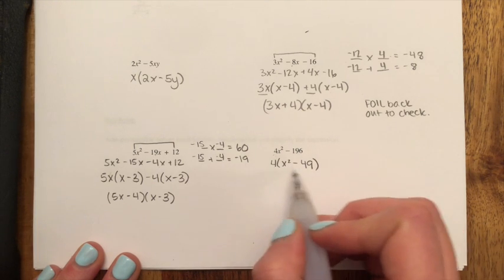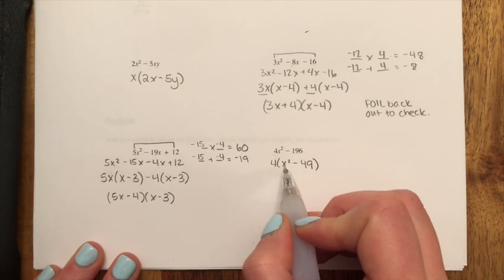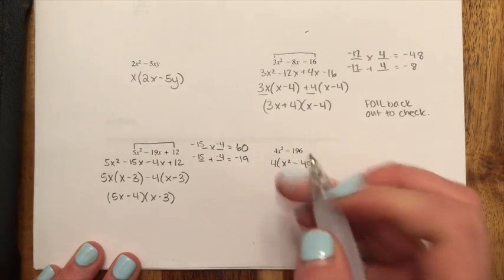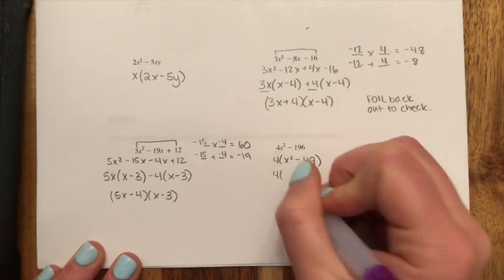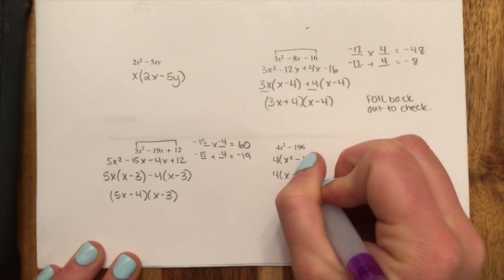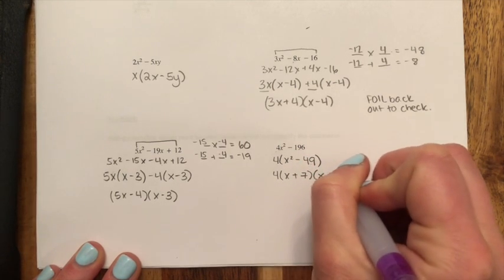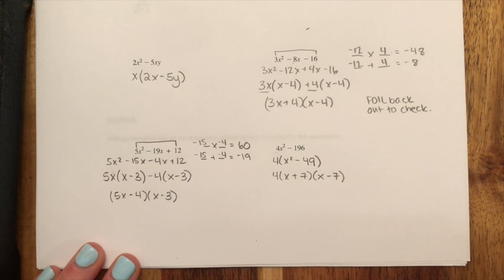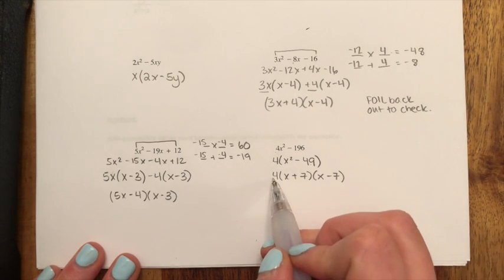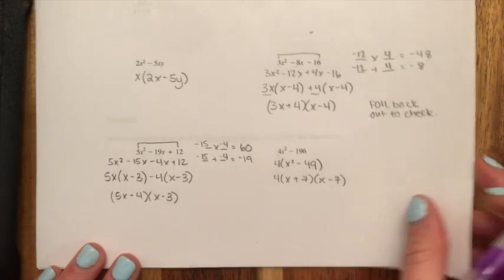This is a difference of squares, right? X squared, the square root is x. 49, the square root is 7. So we're going to leave the 4 out in front. We have x plus 7 and x minus 7 as our two factors that still get multiplied with a factor of 4. We can't just get rid of it.